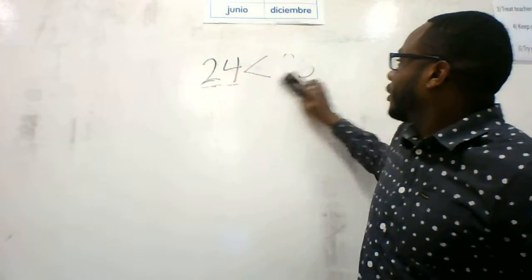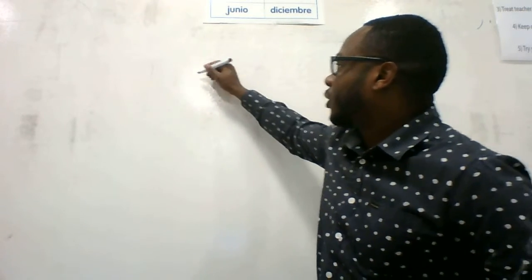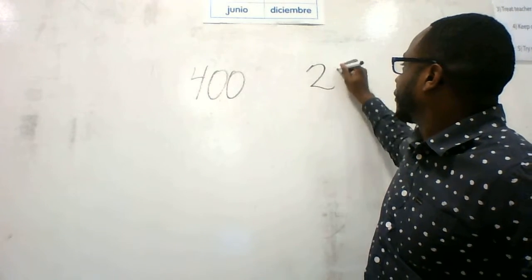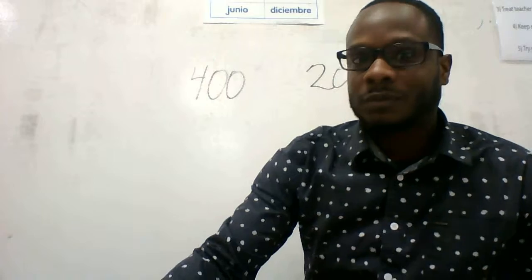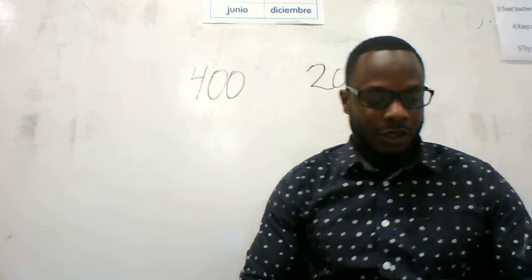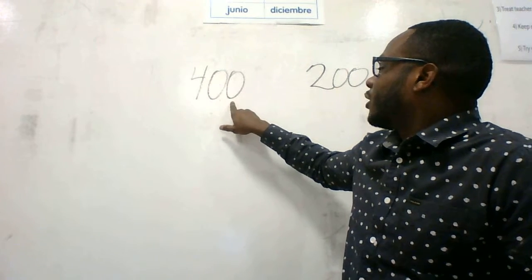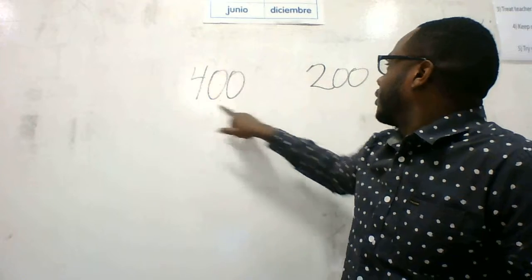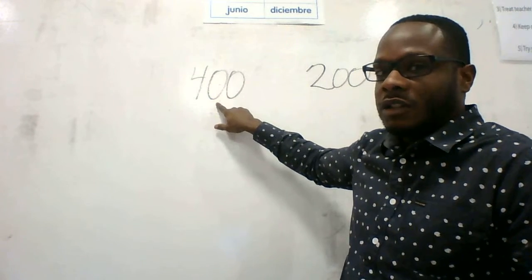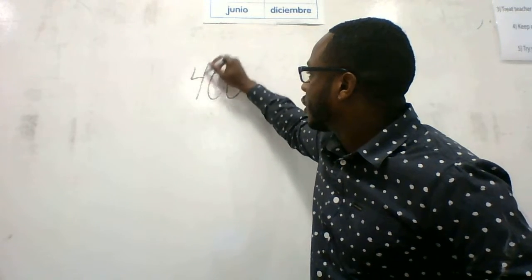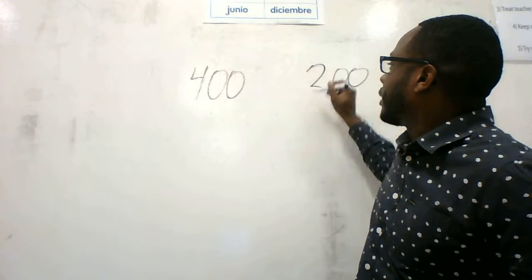So we'll move on to the next number. The next number is a really large number, so we're going to put 400 and 200. Just like before, we can compare which number is greater by looking at either the 1s, the 10s, or the 100s. Since the 1s and the 10s places are the same, we'll just look at the hundreds. We have 4 here, and we have 2 there.